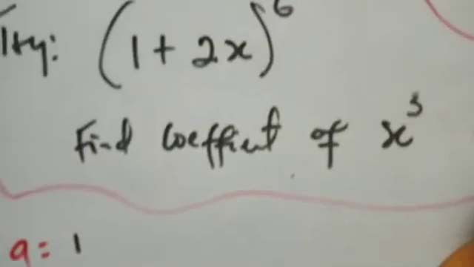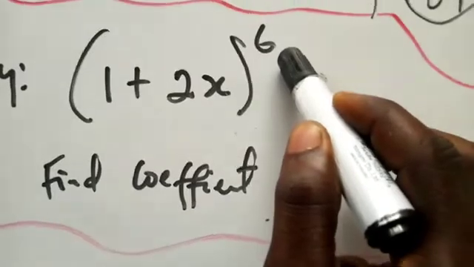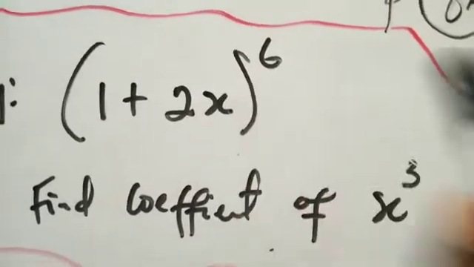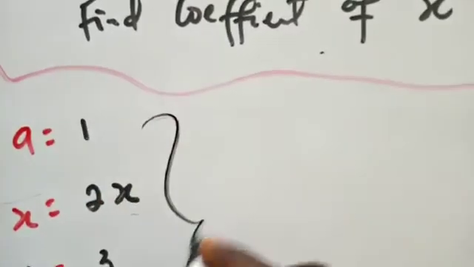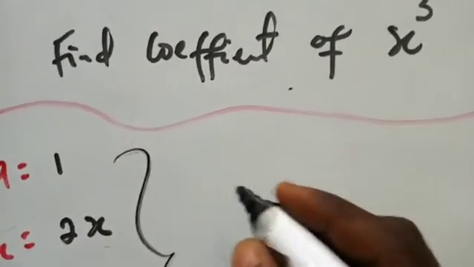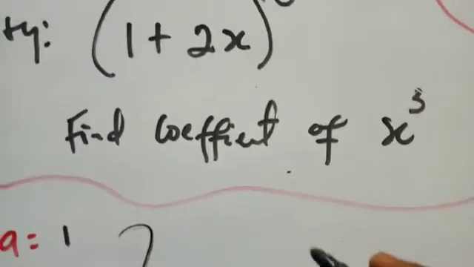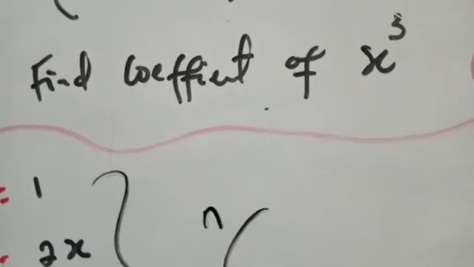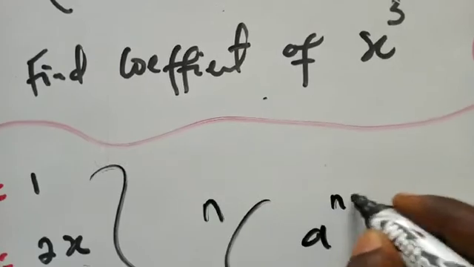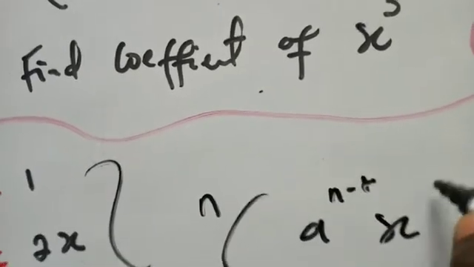So what will be the n? The n will be 6 here. So n is the exponent 6, right? So with this, we can easily find our answer. You just need to plug in your values. So that should be what? You have n combination r, a exponent n minus r, and then x raised to the power r.